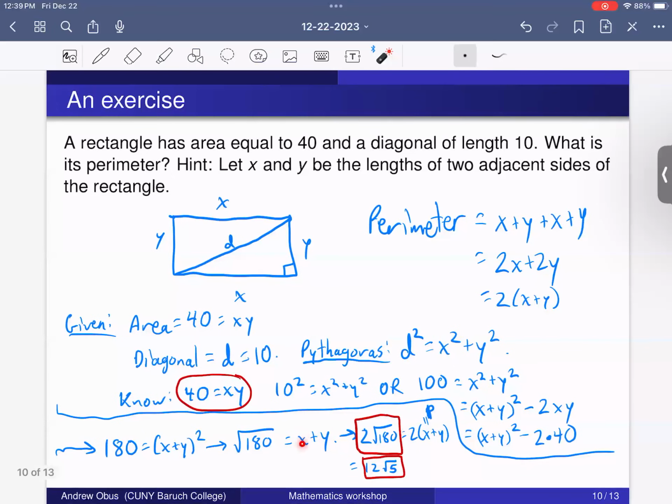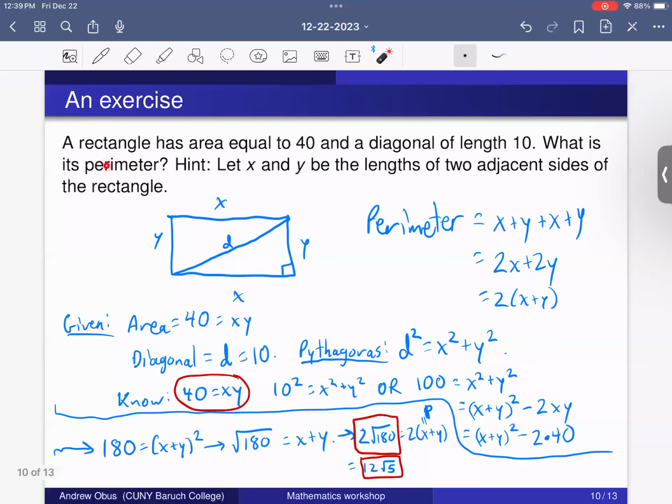Right, I mean, we solve for this quantity x plus y, but what the question asks for is this perimeter, which means we really want the quantity 2 times x plus y instead of x plus y. Does that make sense?